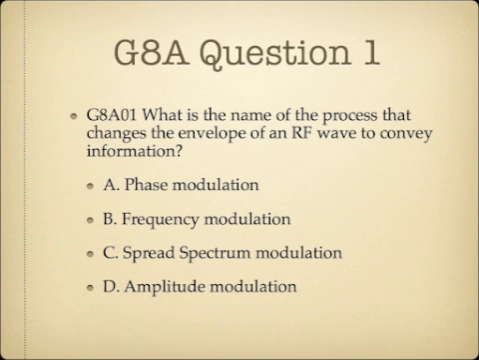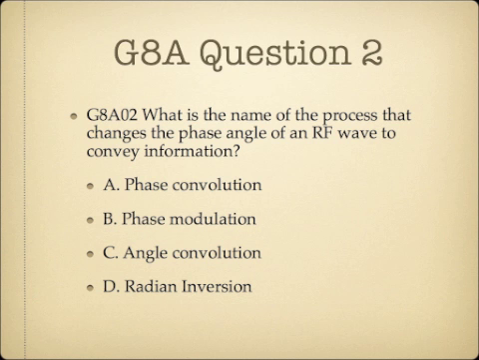Question 1. What is the name of the process that changes the envelope of an RF wave to convey information? A. Phase modulation. B. Frequency modulation. C. Spread spectrum modulation. Or D. Amplitude modulation. Question 2. What is the name of the process that changes the phase angle of an RF wave to convey information? A. Phase convolution. B. Phase modulation. C. Angle convolution. Or D. Radian inversion.